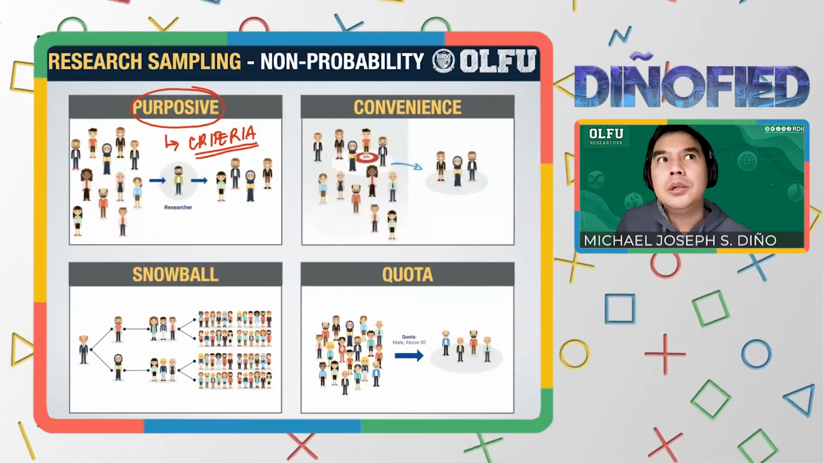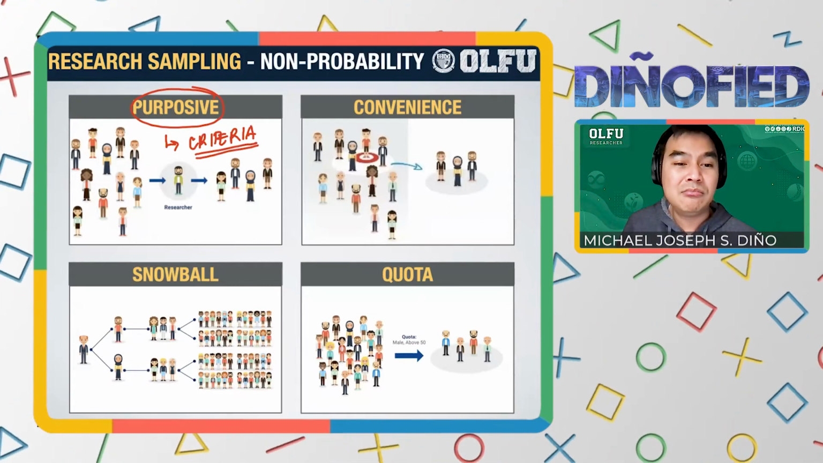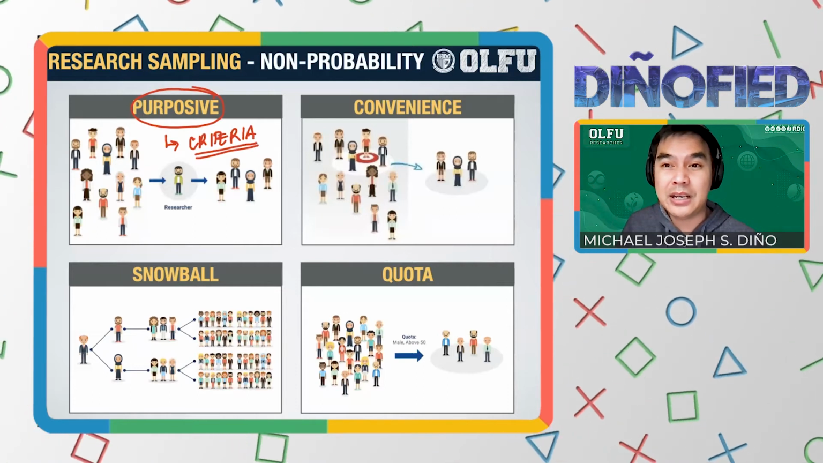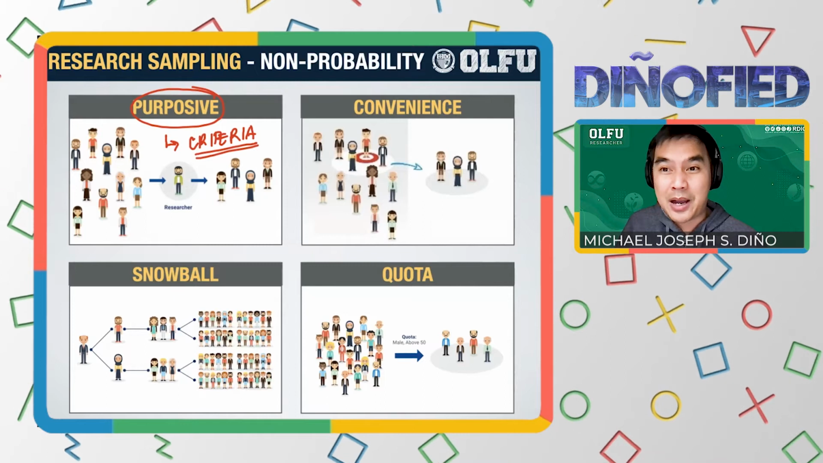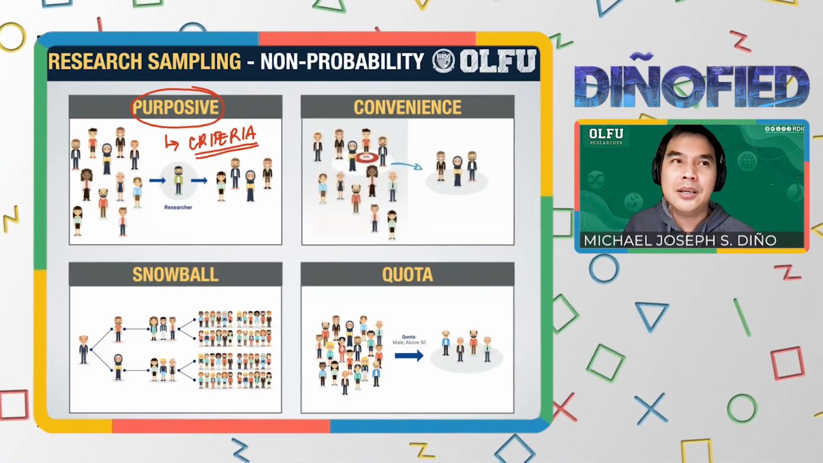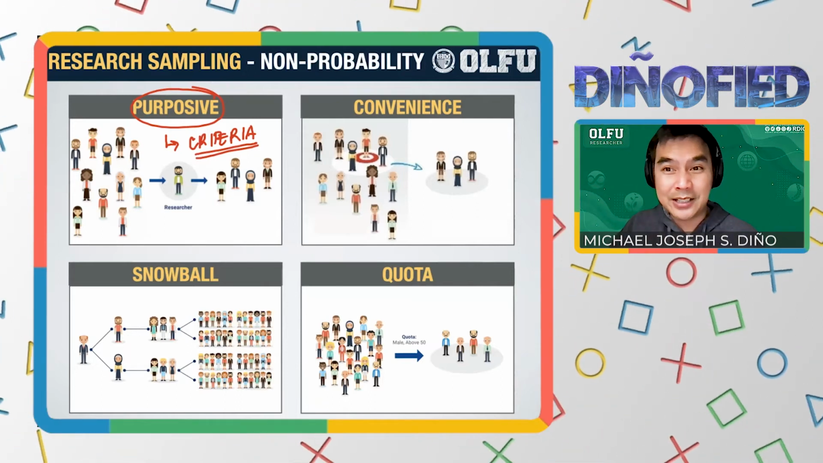For example, my study is all about single moms with a child or a baby with a cleft lip. So therefore, what are your criteria? Number one, kailangan kapapanganak lang. Number two, kailangan single mother. And number three, kailangan yung anak niya is cleft lip. So we set certain criteria.